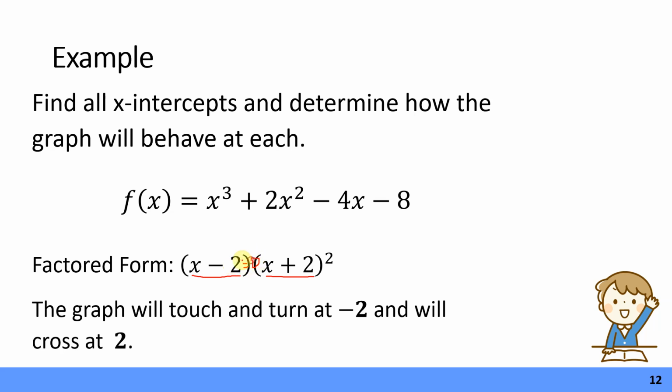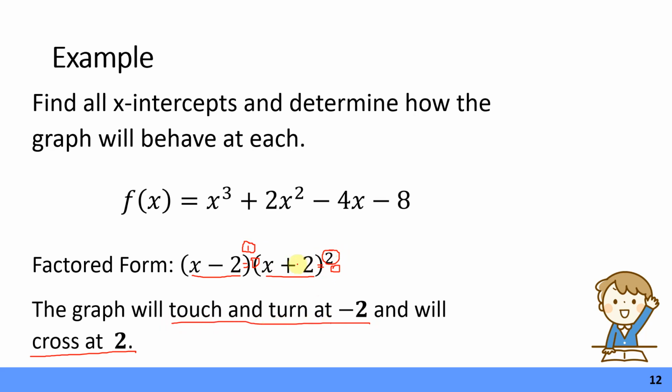If I set this equal to 0, I throw the 2 to that side, it becomes a positive 2. And since the multiplicity is 1, that's odd. So that means it's going to cross. So that's how I got this answer. It crosses at 2. Now, the second parenthesis is this one. I also set it equal to 0. Now, if the 2 goes to that side, I get a negative 2. And we look at the multiplicity. Since the multiplicity is even, that means it's going to touch and turn at that answer.